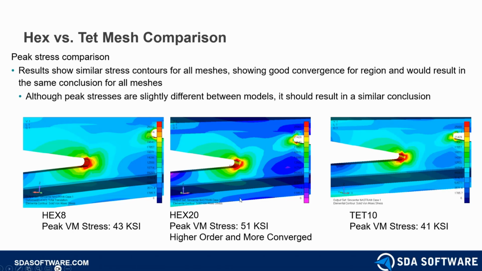The Hex 20, we show a higher stress, but this is because we have a higher order element, and thus we're probably converging to that stress. I would imagine that if we kept refining the mesh in this region, we're going to end up somewhere around 51 to 55 KSI, maybe a little bit higher or a little bit lower. But overall, we can see that the Hex 8 and TET 10, or all of these, would lead to the same design conclusion. We either need to change the thickness or change the fillet to ensure that we have positive margins in this part of the structure.